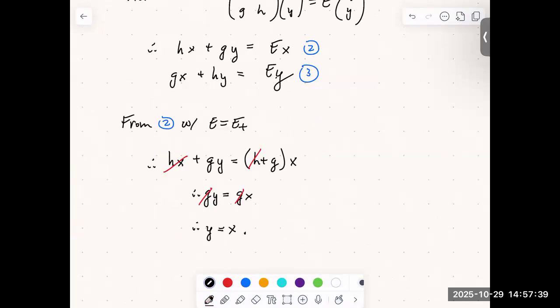Now, I'll leave it to you to confirm, but if we did the same thing with equation 3 using E plus, we get the exact same relationship. There's no new information. So we get the same results using 3 and E plus. So all we can deduce is that x is equal to y. We can't figure out the absolute value.